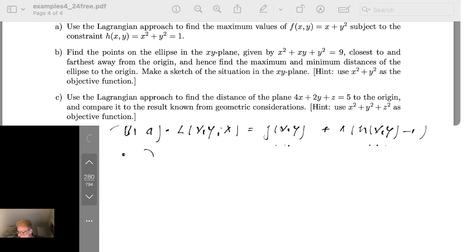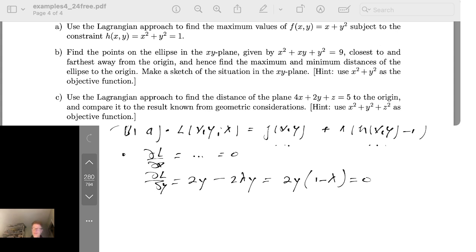Step 2 is you write down dL/dx is 0, dL/dy, which in this case, write it down. Of course, you have to get it from the Lagrangian, which I haven't written down. But I write this one down explicitly because you see that you can take out 2y. So that's 1 minus lambda is 0. And that immediately gives you two cases. That's the way to go here. y is 0 and lambda is 1.